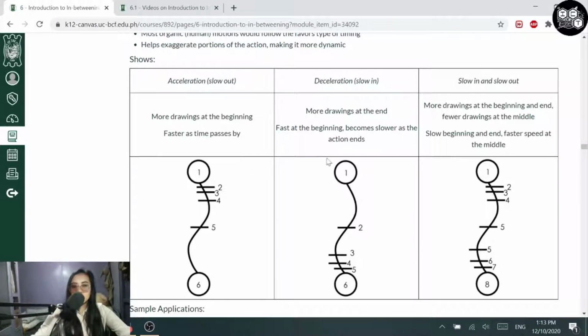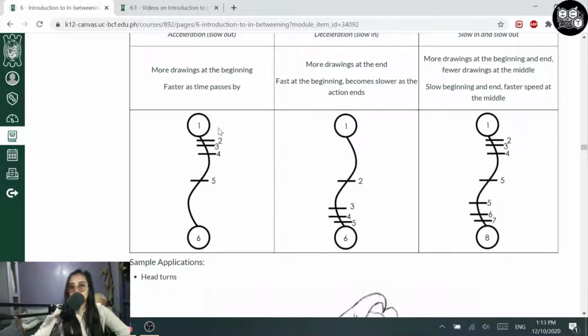So if you can kind of see right here for acceleration, acceleration basically means you start at a slow speed and then you become faster as time goes by. So you can kind of see that one reflected right here. From the first keyframe, you can see that the distance between 1 and 2 and 2 and 3 are a bit slower. And then from that point on, the distance between 3 and 4 has doubled in spacing.